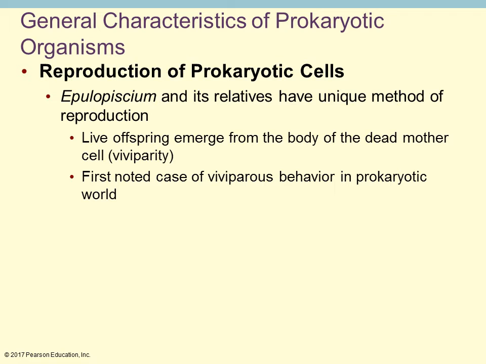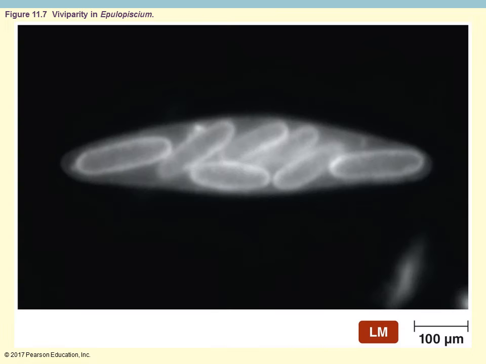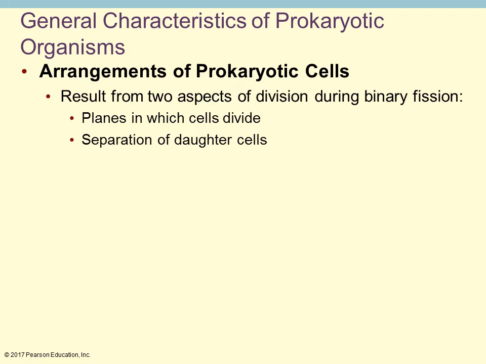There are some organisms that will have unique variations of the way they reproduce. Some produce live offspring that emerge from essentially the body of a dead mother. So in this picture, you've got several new cells still enclosed inside the original mother. They never separated from it.